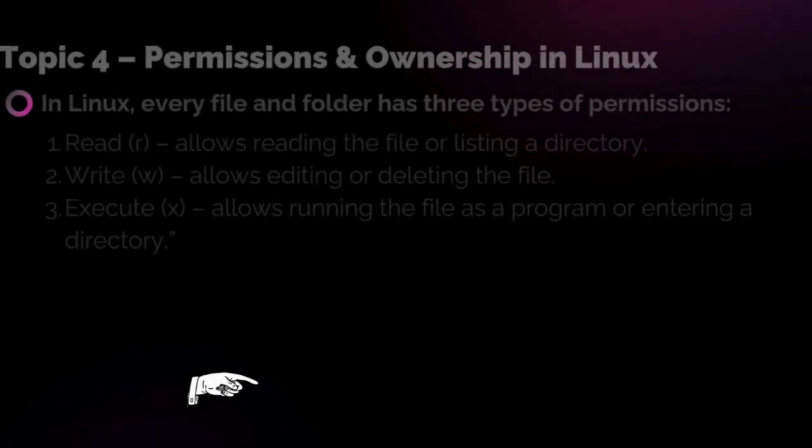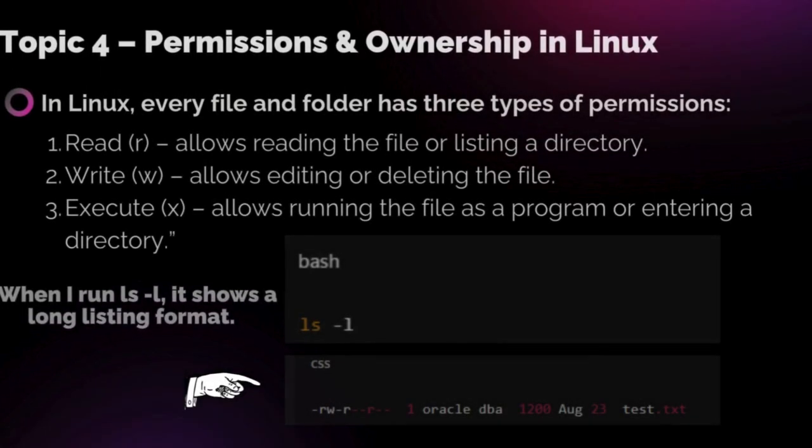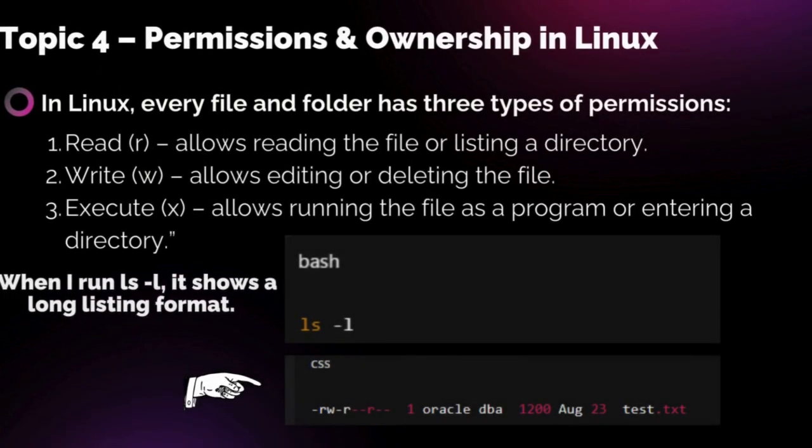Topic 4: Permissions and ownership in Linux. In Linux, every file and folder has three types of permissions. 1. Read, r, allows reading the file or listing a directory. 2. Write, w, allows editing or deleting the file. 3. Execute, x, allows running the file as a program or entering a directory.